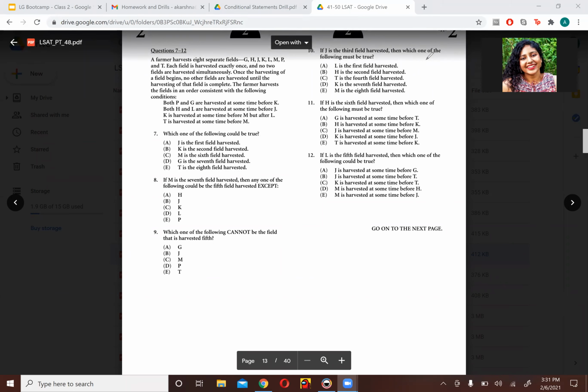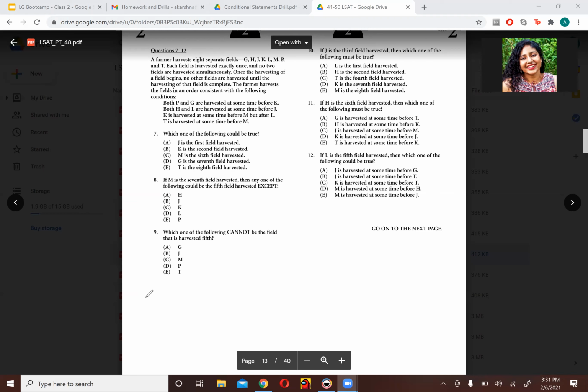A farmer harvests 8 separate fields, so we know we have 8 fields: G, H, J, K, L, M, P, and T. Each field is harvested exactly once, and no 2 fields are harvested simultaneously. So each of them is done only once, and you can't ever do them together. Once the harvesting of a field begins, no other fields are harvested until the harvesting of that field is complete. The farmer harvests the fields in an order consistent with the following conditions.